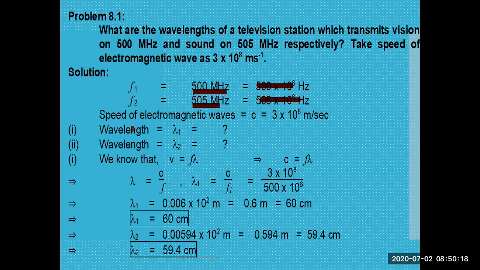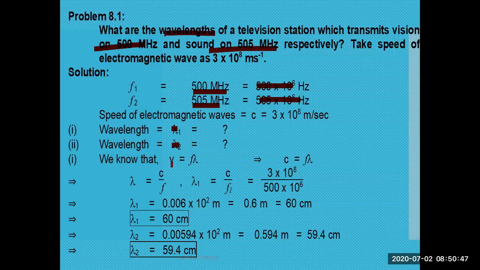You are asked to calculate the wavelengths of the electromagnetic waves. What are the wavelengths of the television, which transmits VHF at 500 megahertz, and sound waves? Two wavelengths are asked: one for the transmitted VHF and one for the sound. Here they are lambda 1 and lambda 2.